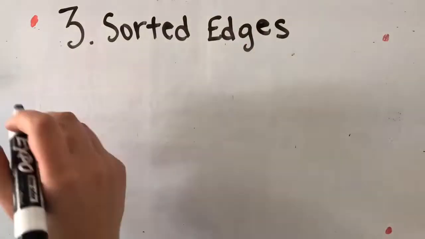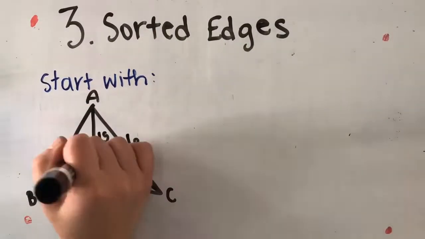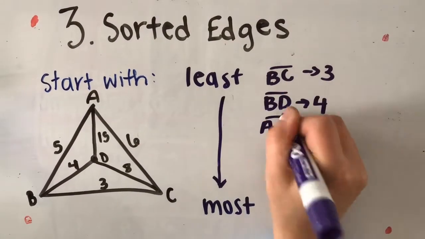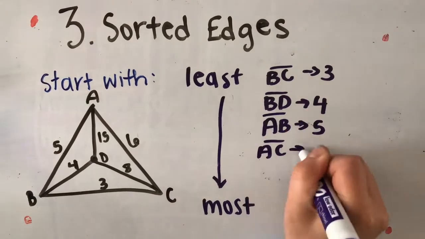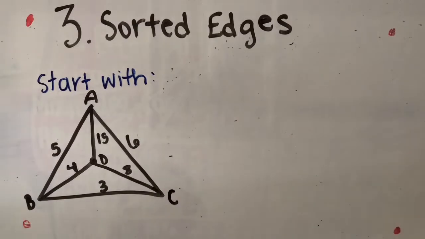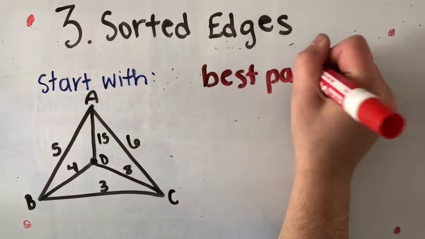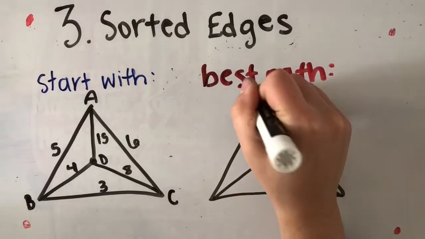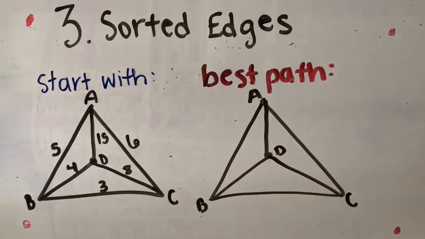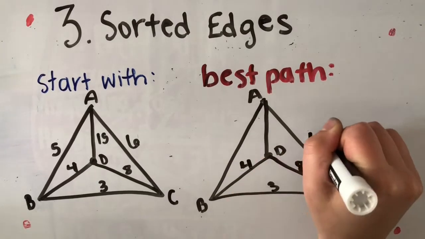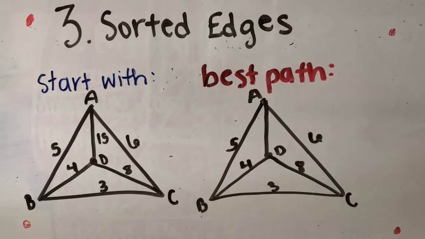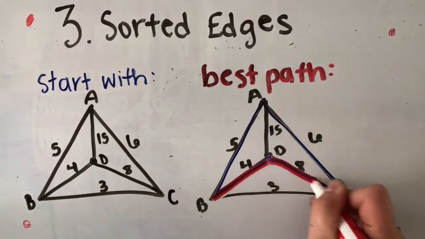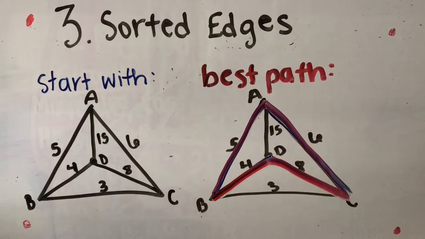The third and final method is called the sorted edges algorithm. Using whatever graph you have, the first step is to write out from least to most the edge weights of each line. After that, using those lines, you find the best path or circuit that will take you from the start to end using the minimum edge weights. It's basically like organizing what you have, so you are making the best path choices. And as you can see, using the information that you have, you can find the minimum cost Hamiltonian circuit.